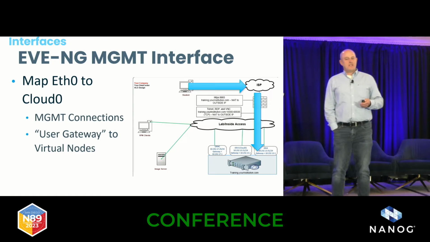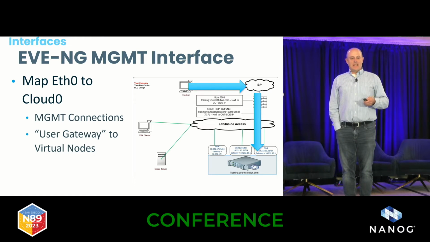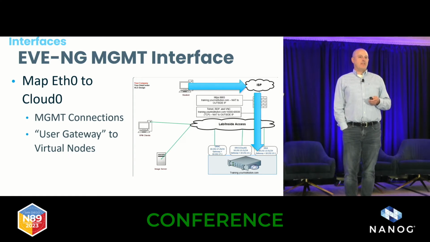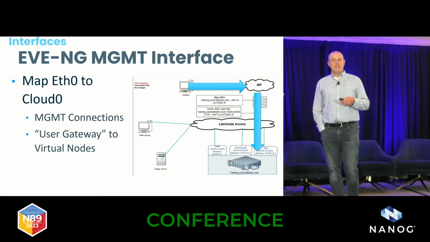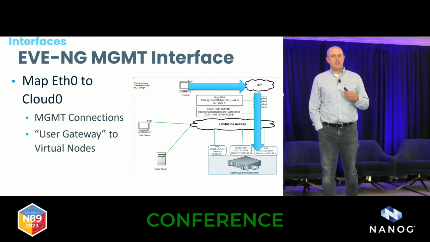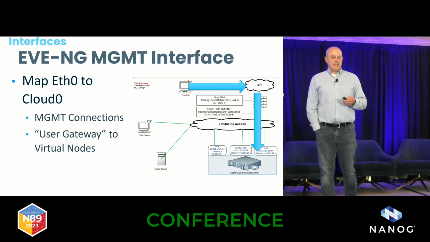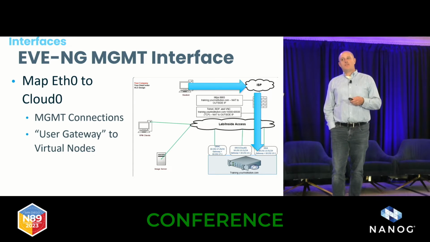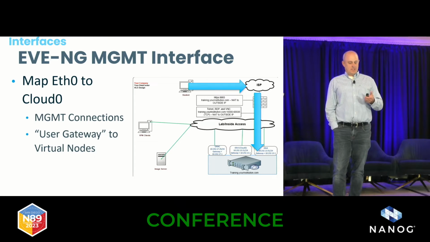One of the major decision factors in the installation is what physical interface you're going to use to map what's called ETH0, which is Cloud Zero in the platform, for your connectivity. And this interface kind of serves two purposes. One, it's where you're going to put the IP address to manage that server, and this is where you're going to log in to build all your labs.